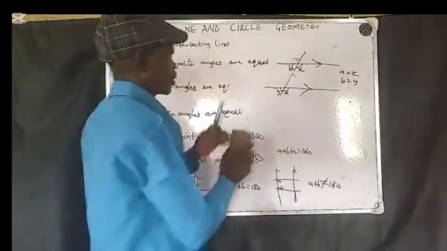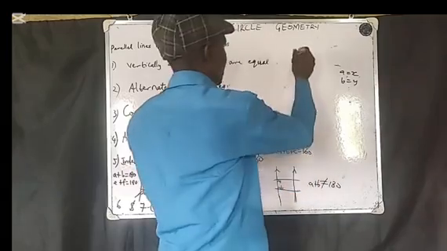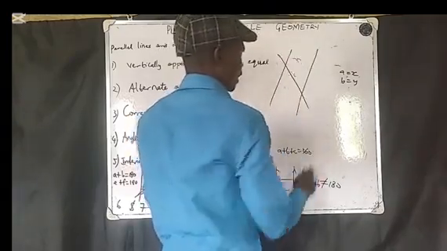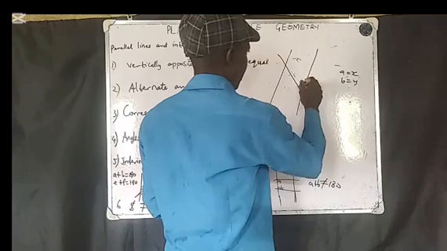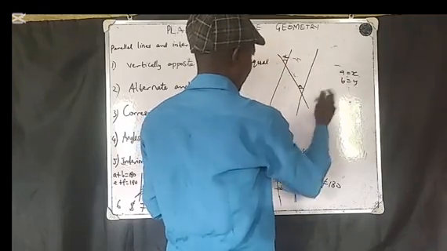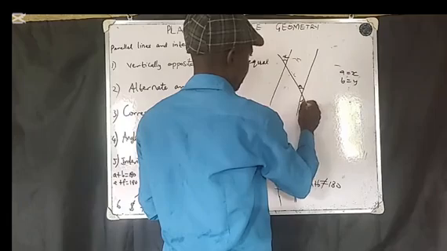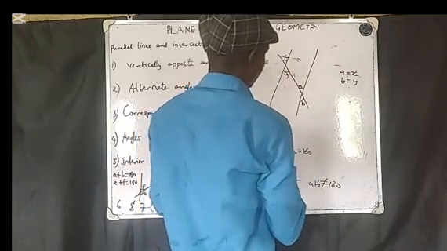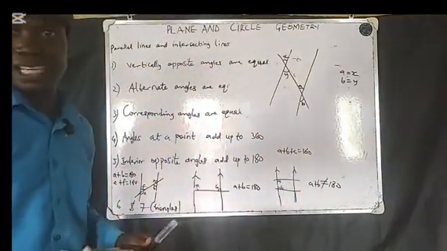It can also be drawn this way. It can be drawn any way, but if you know it, you know it. A equals X, inner A equals X outside. B equals Y, B exterior equals Y inner. So this is a corresponding angle. Both of them must be on the same side.